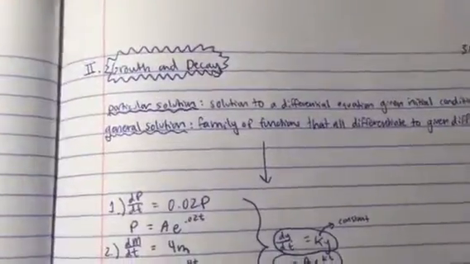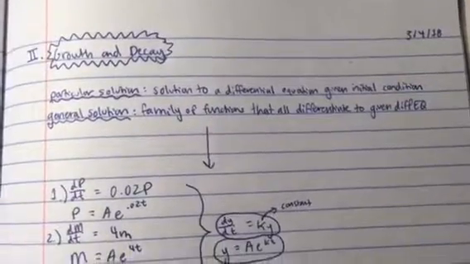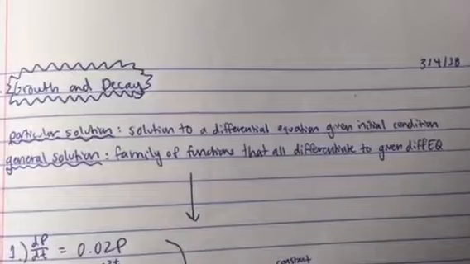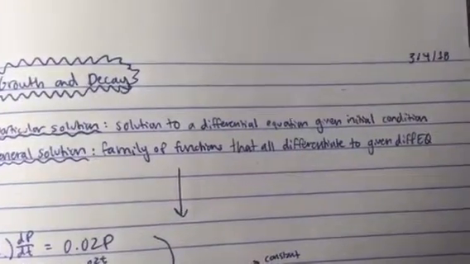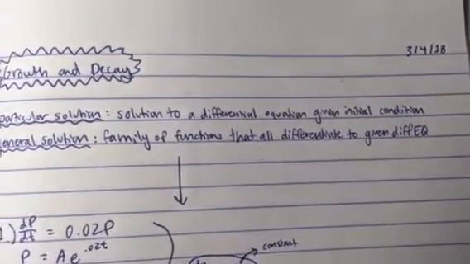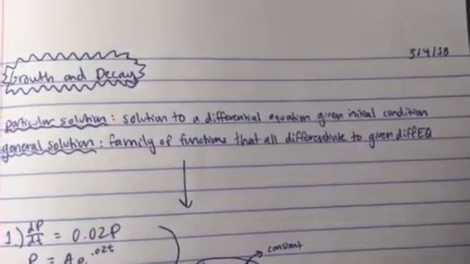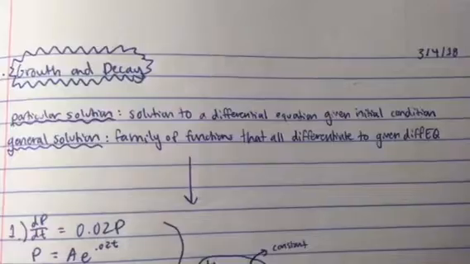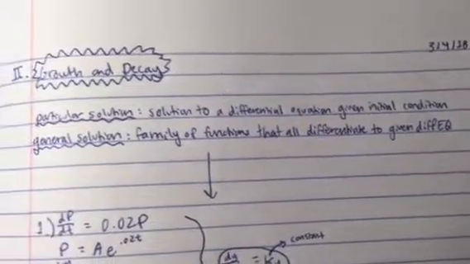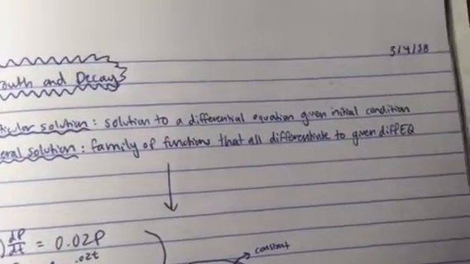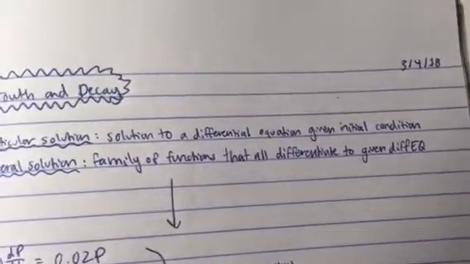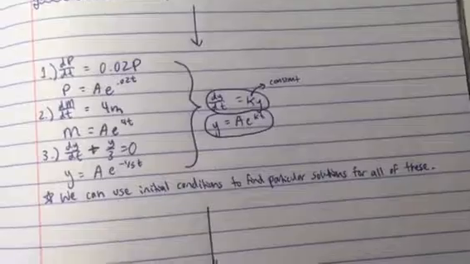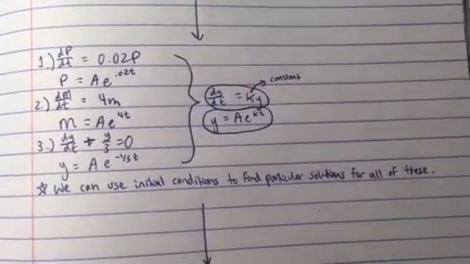So the next topic I covered was growth and decay. Two important definitions for growth and decay are particular solution, which is the solution to a differential equation given the initial condition, and then the general solution, which is an entire family of functions that differentiate to a given differential equation. So here's just some notes to understand about growth and decay problems.